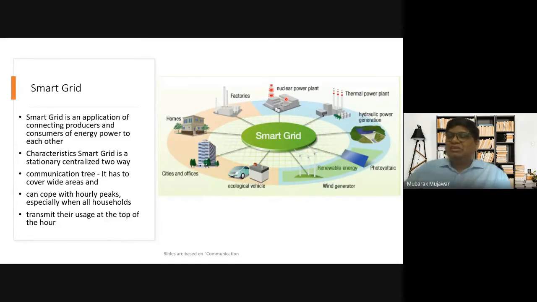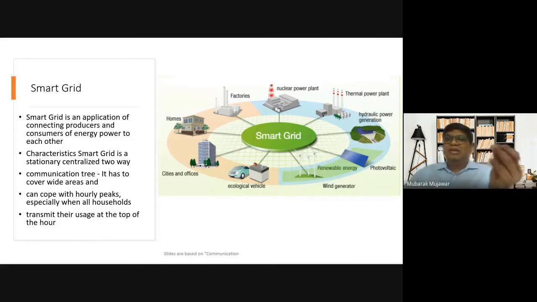Now, another thing is the smart grid is characterized by hourly peaks, especially in households. For example, we'll be consuming more electricity during summertime for cooling our houses. We'll again use more electricity for heating our houses in the winter, and we'll be using a lot from 6 o'clock to 9 o'clock in the evening. So we have hourly peaks where we'll have high consumption, and that demands that we are able to provide electricity to meet the demand.